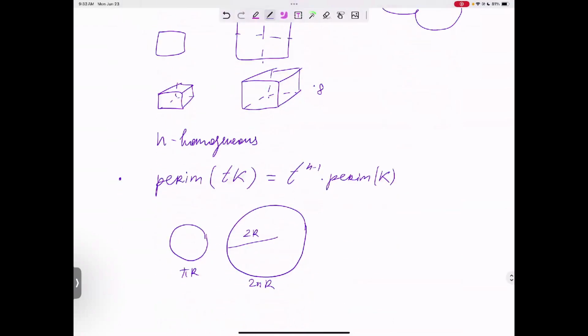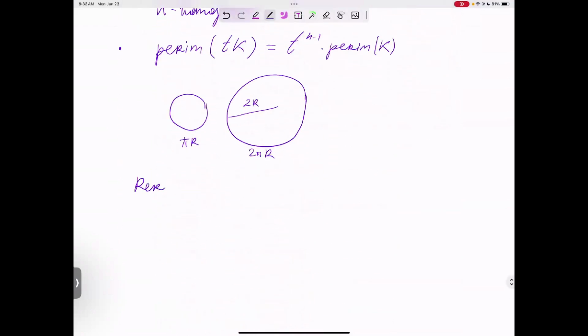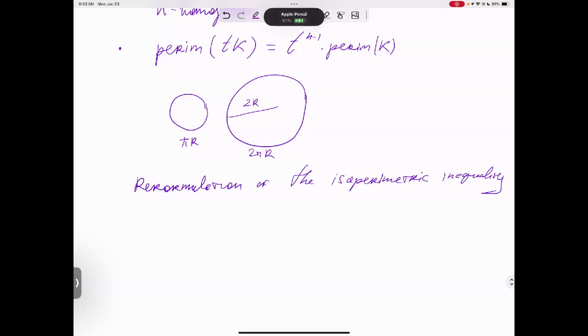So another reformulation of the isoperimetric inequality is that if K is any set, let's not put any restrictions on it. Let's not say that we fix its volume. Let's just say that, okay, I'm a little bit concerned that my pencil wouldn't be writing. Let's see.